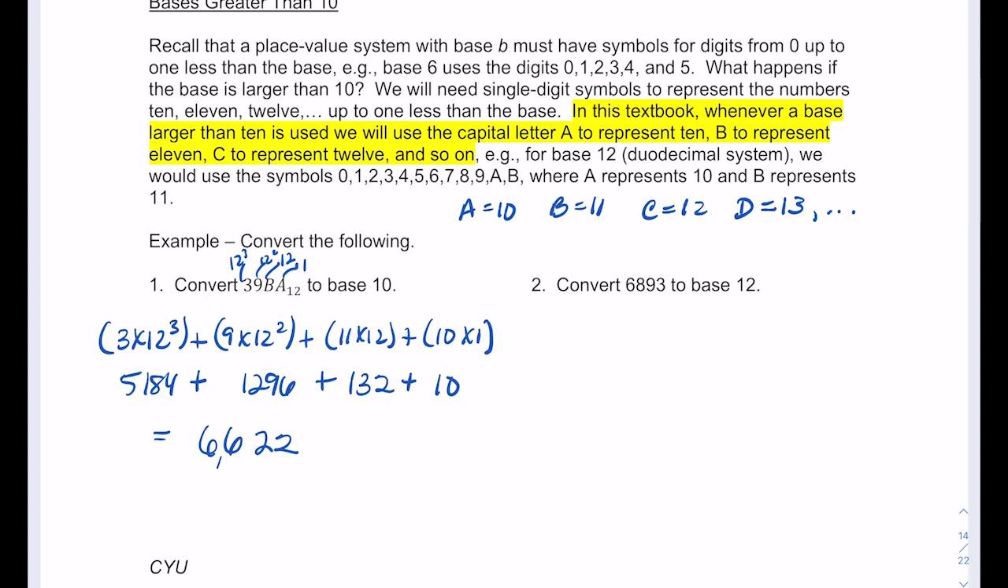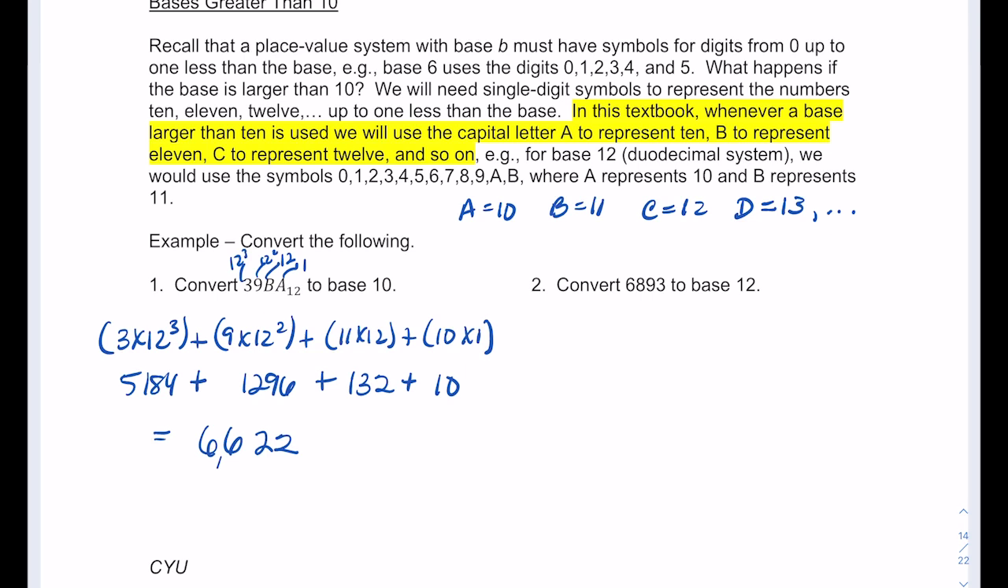Okay, now let's go backwards. We have base 10 already. We want to convert to another base. So remember, we're going to have to use division here. We're going to have to divide by the largest positional value that goes into 6,893. So for 12, it could be 12 to the fourth, 12 to the third, 12 to the second, 12 to the first, and then 1.